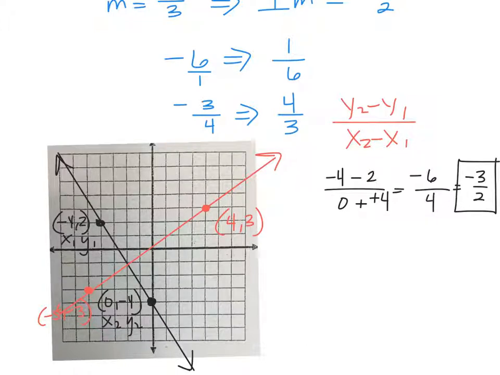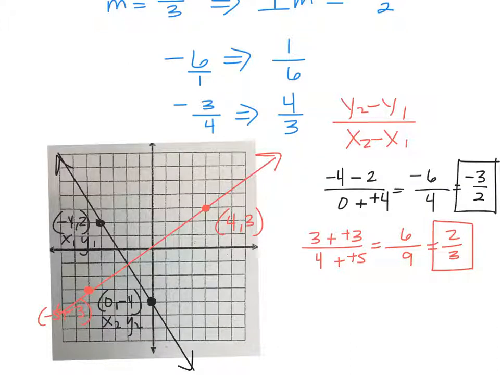So if we do that, it would be 3 minus a negative 3 over 4 minus a negative 5. Okay, so simplify that. 3 minus a negative 3, that would be 6. 4 minus a negative 5 would be 9. What does 6 over 9 reduce to? 2/3, right? So when you look at these two, the question is, are they perpendicular?